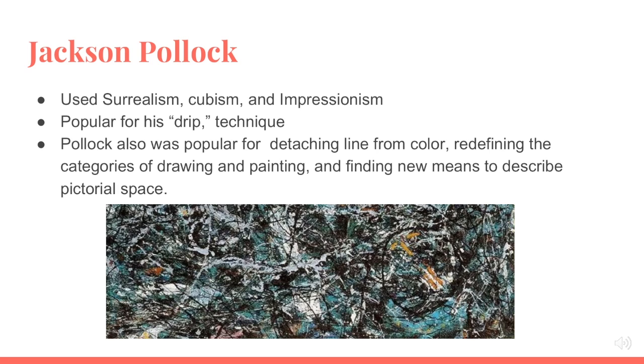Jackson Pollock used Surrealism, Cubism, and Impressionism. He was popular for his drip technique. Jackson Pollock's most famous paintings were made during the drip period between 1947 and 1950. He was a major figure in the abstract expressionist movement. Jackson Pollock was also known for developing one of the most radical abstract styles in the history of modern art, which was detaching line from color, redefining the categories of drawing and painting, and finding new means to describe pictorial space.